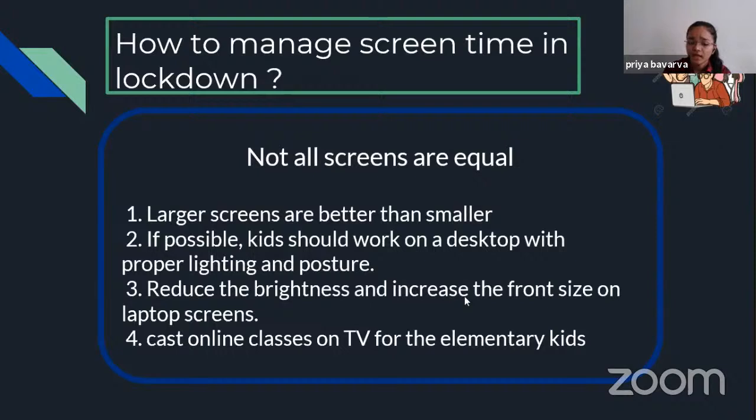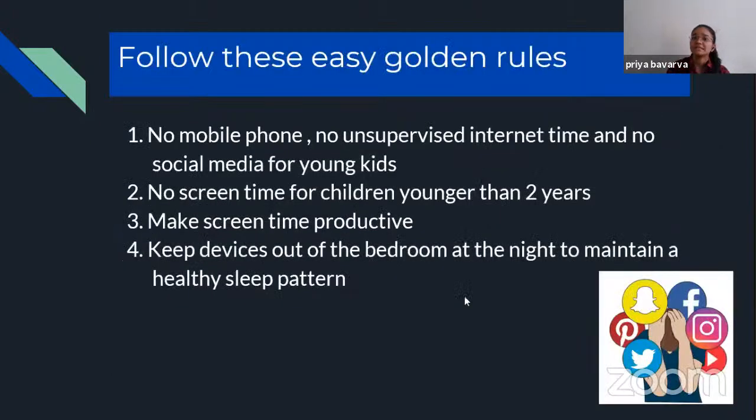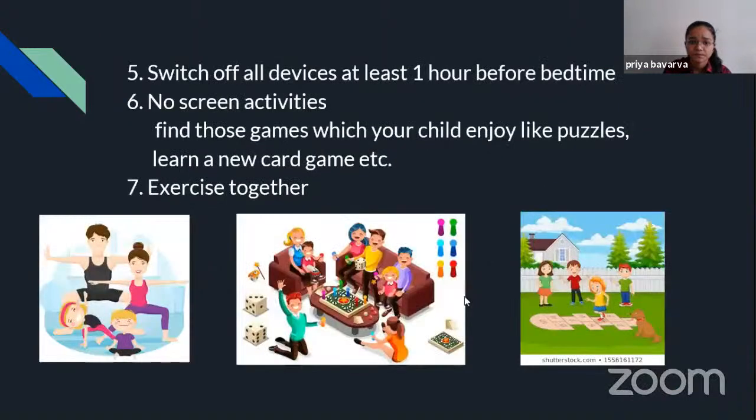Don't try to fill the day with screen-based extra activities and other things, and follow these easy golden rules: no mobile phone and unsupervised internet time on social media for younger kids, and no screen time for children younger than 2 years. Make the screen time productive, like watching a documentary, starting an art project, taking a virtual museum tour, making a YouTube video, etc. And keep devices out of the bedrooms at night to maintain a healthy sleep pattern, and switch off all devices at least 1 hour before bedtime, with no screen activity for the children.